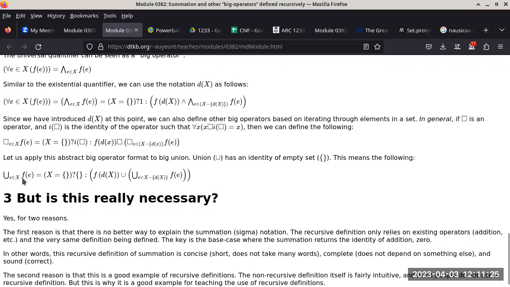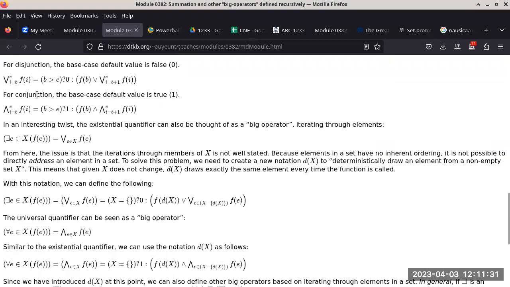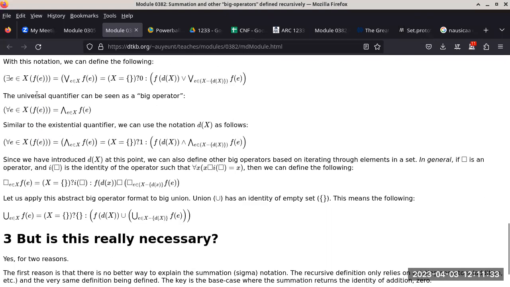So the recursive definition of big union looks like this, which is basically a follow-up of all of the other big notations that we have used. In this case, the big union notation says, for each element of X, let's do a union of all the F of E of these elements. And the result is, if X is an empty set, it's easy. I have nothing to report back if X is empty already.